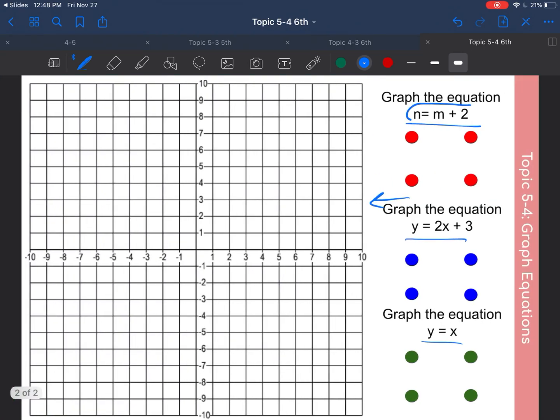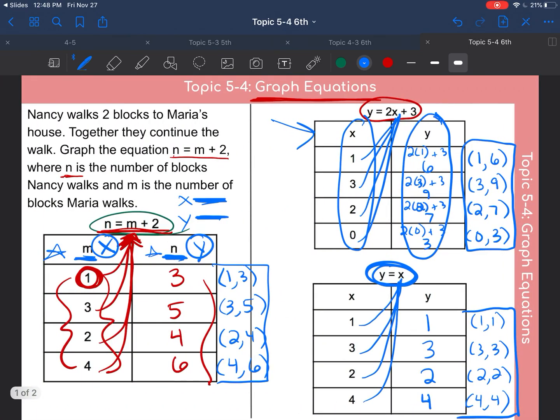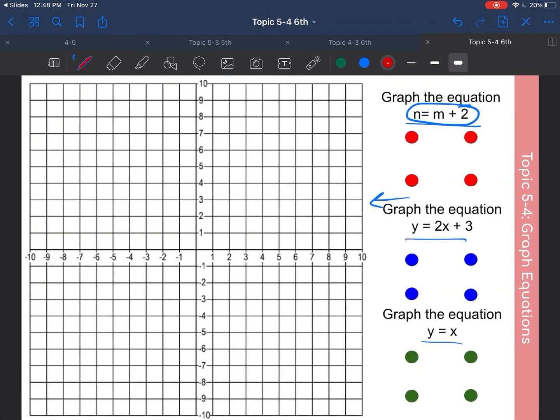Okay, the first one is n equals m plus 2, and our ordered pairs are 1, 3, 3, 5, 2, 4, 4, 6. So let's start with the first one, 1, comma 3, and I think it's red. Okay, now you have these dots which are movable, so you can move these dots where 1, 3 is, but I'll just put my dot on there.